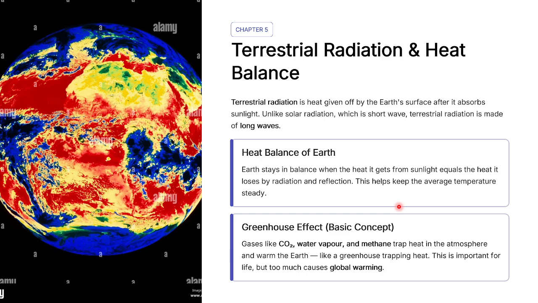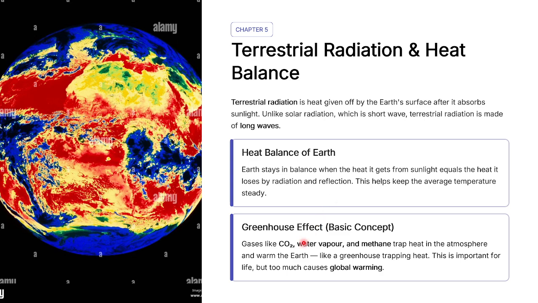Terrestrial radiation and heat balance. Terrestrial radiation is the heat given off by the Earth's surface after it absorbs sunlight. Unlike solar radiation, which is short wave, terrestrial radiation is made of long waves. Heat balance of Earth: Earth stays in balance when the heat it gets from sunlight equals the heat it loses by radiation and reflection. This helps keep the average temperature steady.